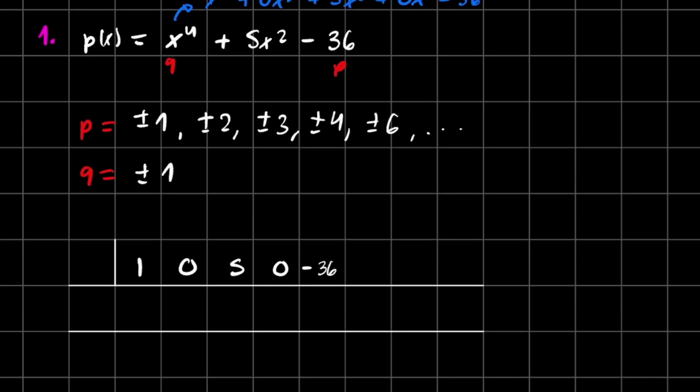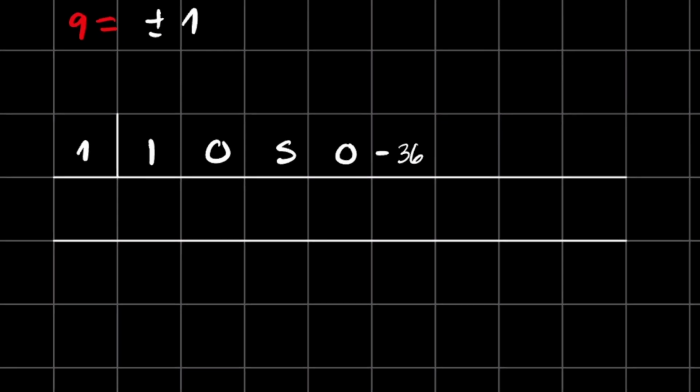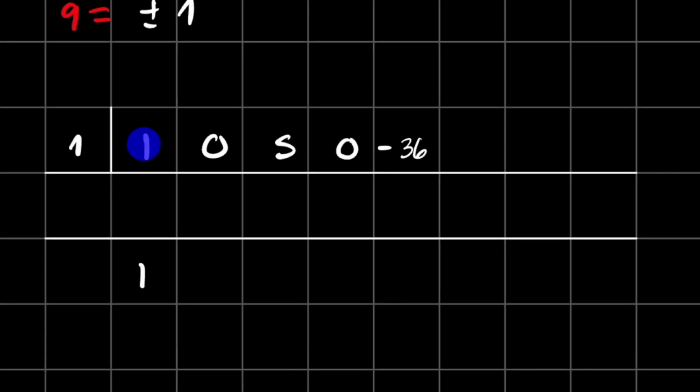Now, how are we going to check for the numbers, right? Well, we're going to first check plus minus 1 over plus minus 1, which is basically 1, right? In this case, let's try it out. We're going to put 1 down, which goes down, multiply it by 1, so that's going to be 1, and then sum it with 0, 1. Repeat the step. 1 times 1 gives me 1, plus 5, 6. 1 times 6, 6. Plus 0, 6. 1 times 6, 6, plus minus 36 is going to be minus 30. As you can see, the last term is not 0, so 1 does not work in this case.